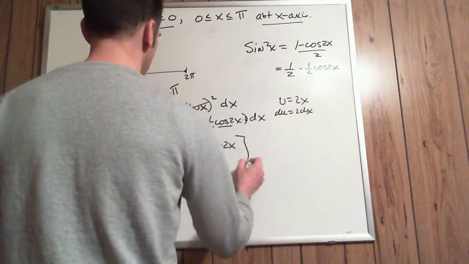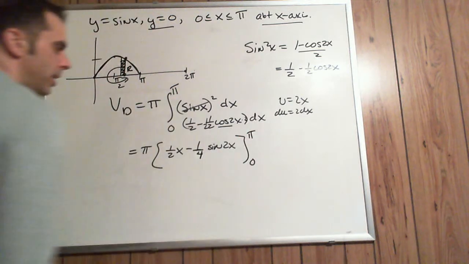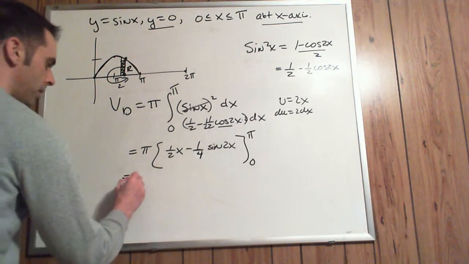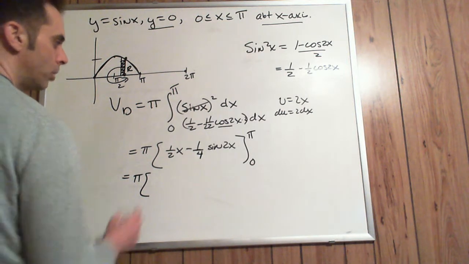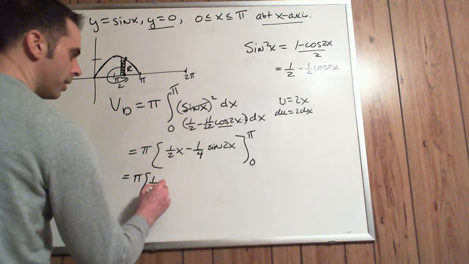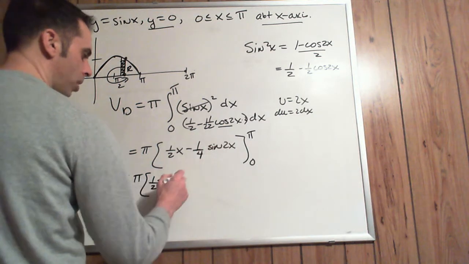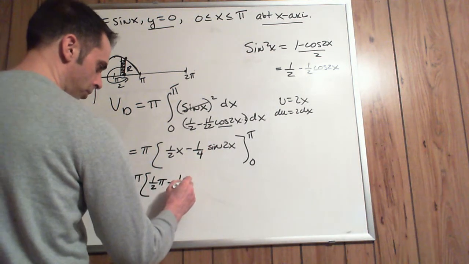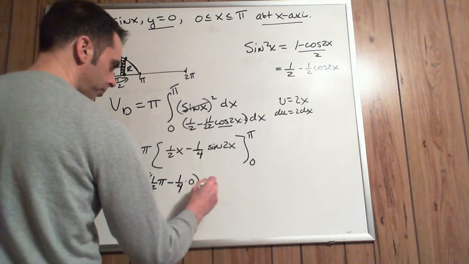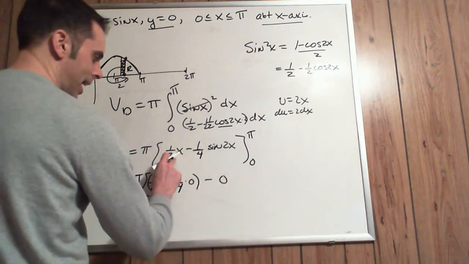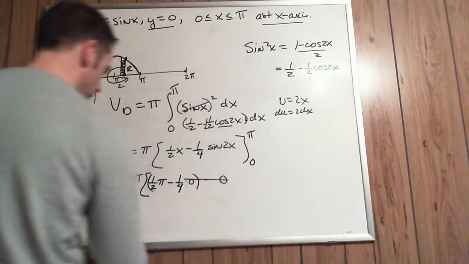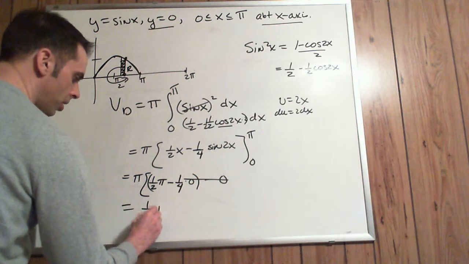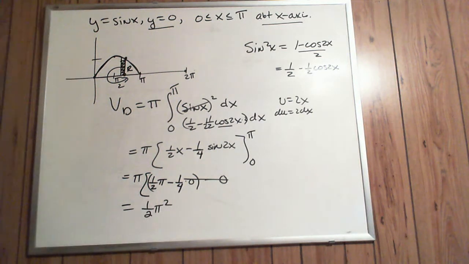And that's going to go from 0 to pi. And then you can put this in here, and it's not going to be a nice answer, I guess. We'll put in that, and we will get 1/2 pi and minus 1/4 times the sine of 2 pi, which is 0. Minus 0 into that, minus the sine of 0 is 0. So that's just all gone. So it looks like my volume would be 1/2 pi squared, because the rest of that is 0.